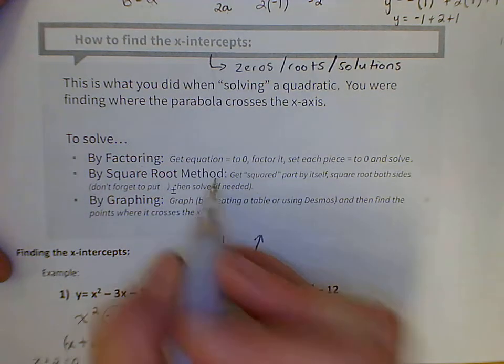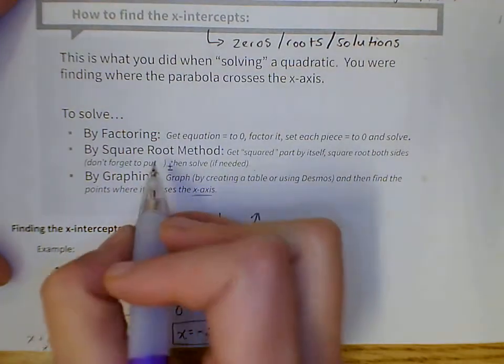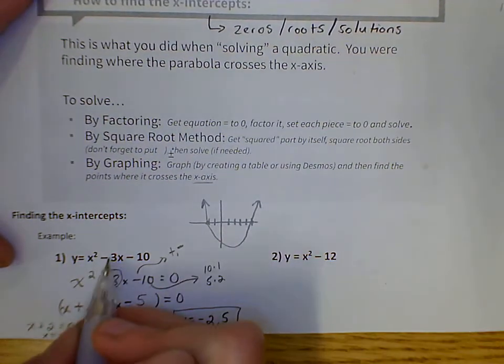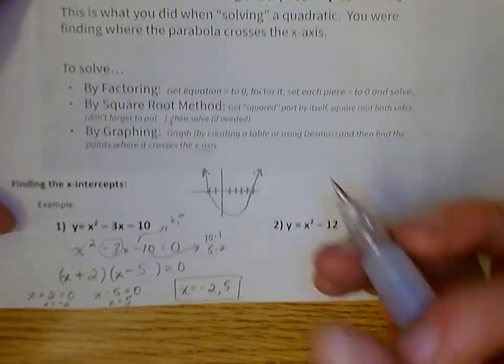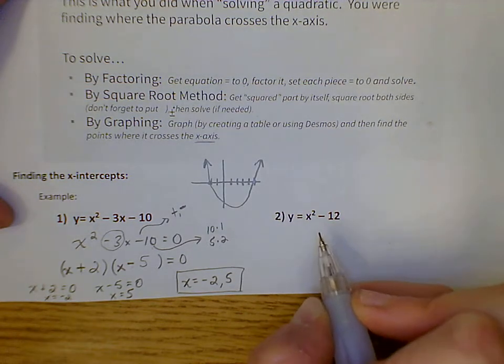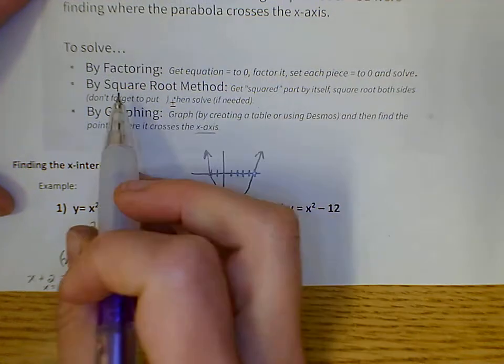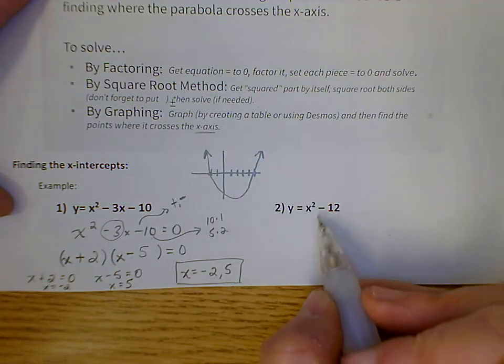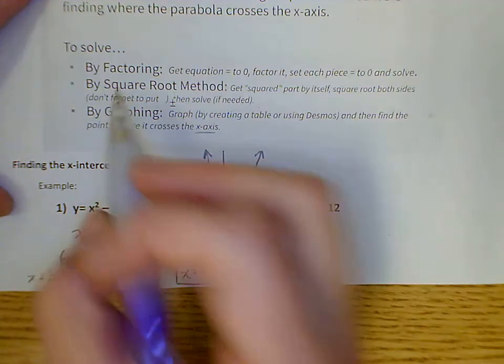Another way would be to use square root method. So remember, the square root method only works when you're missing that x term, that bx term in the middle. Okay, so like notice with this one, if I had to find the x-intercepts, remember I'm solving it, so if it's missing the bx term, I could use square root method. And notice it is missing that x term, so I could use square root method.